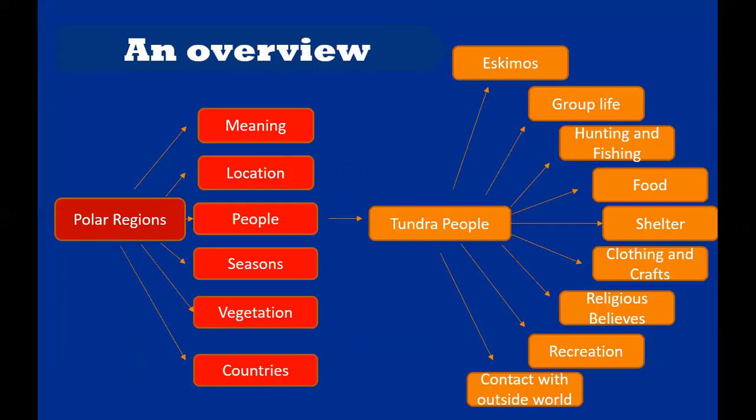Now, when we are going to read this lesson, what are we going to see in it? We will learn about the polar region. We will learn the meaning of it, the location, the people, the seasons, the vegetation, and the countries. This is part 1. And in part 2, you will be learning about the Tundra people. The people who live in the polar region are called Tundra people, and we call them Eskimos. And we will see how they lead their life, what their occupations are, and what the clothes, the shelters, and the religious beliefs are. And this you can see in part 2.